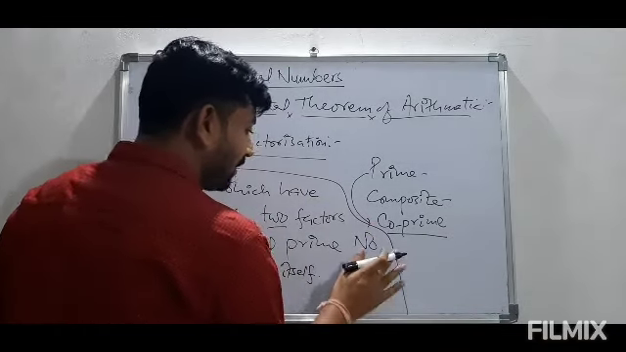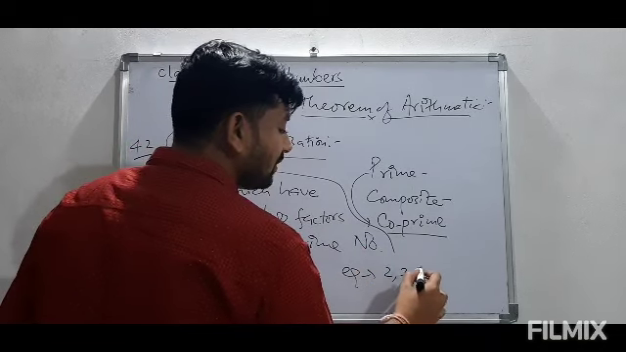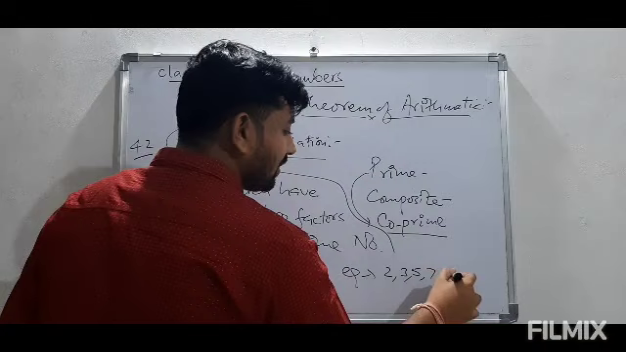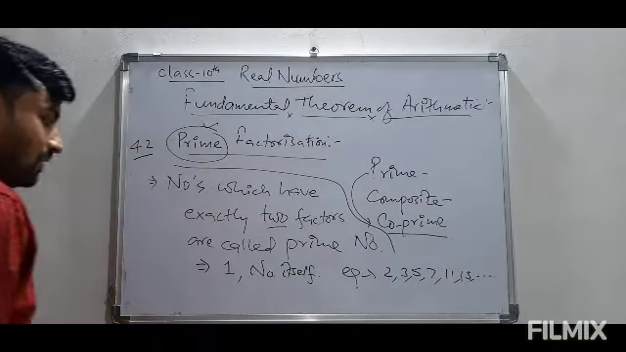The examples are prime numbers like 2, 3, 5, 7, 11, 13 and so on. So these are the prime numbers.